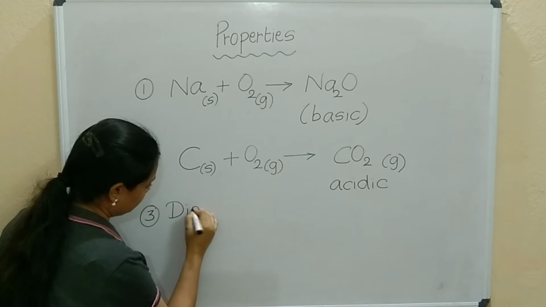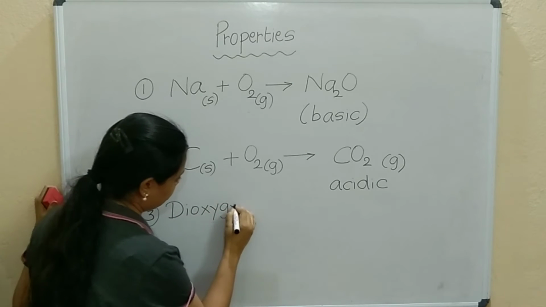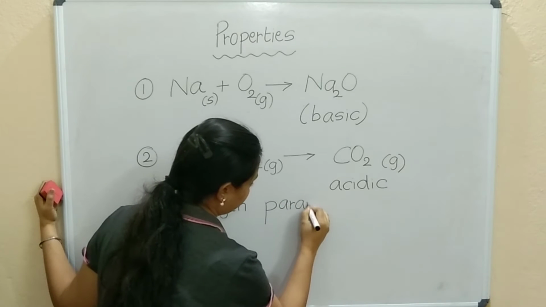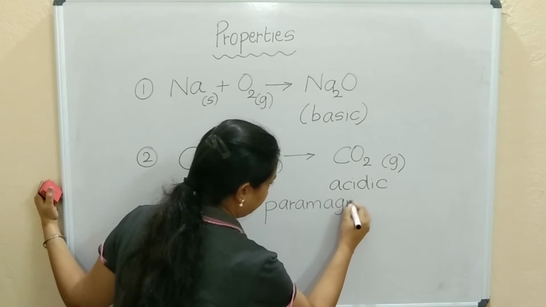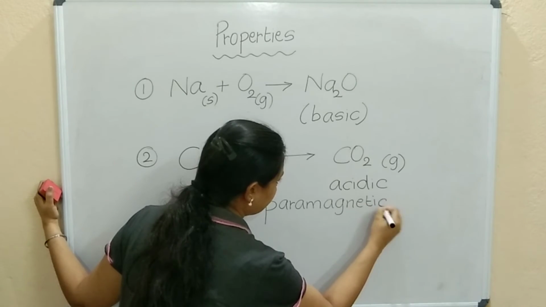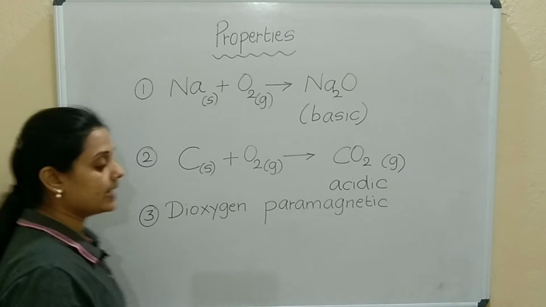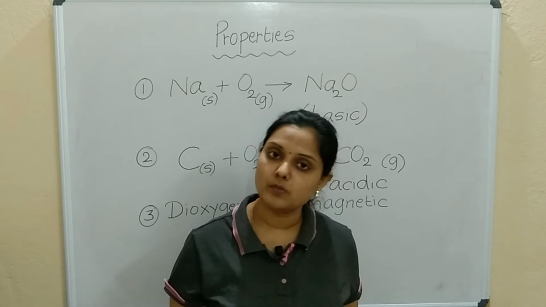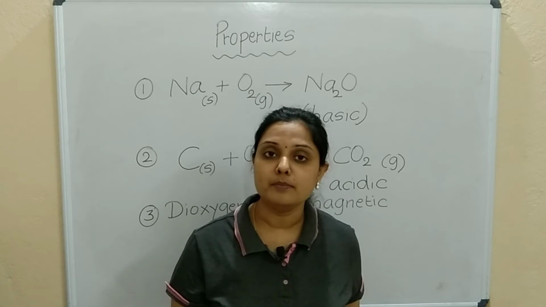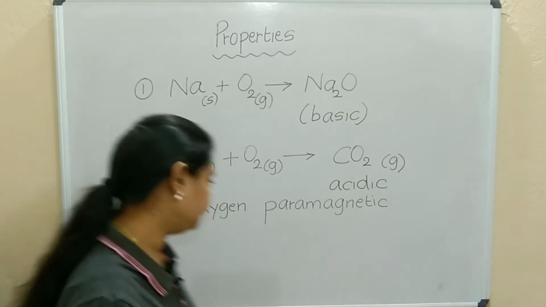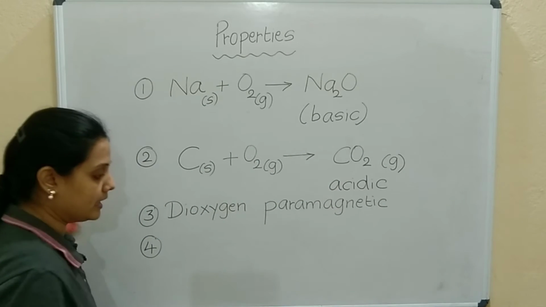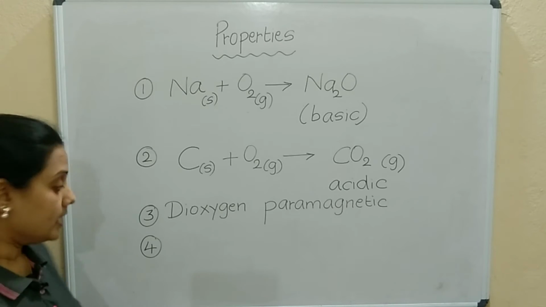So third one, dioxygen, it is paramagnetic in nature. So dioxygen, it is paramagnetic in nature. Paramagnetic means what? Presence of unpaired electrons. Okay. Presence of unpaired electrons.